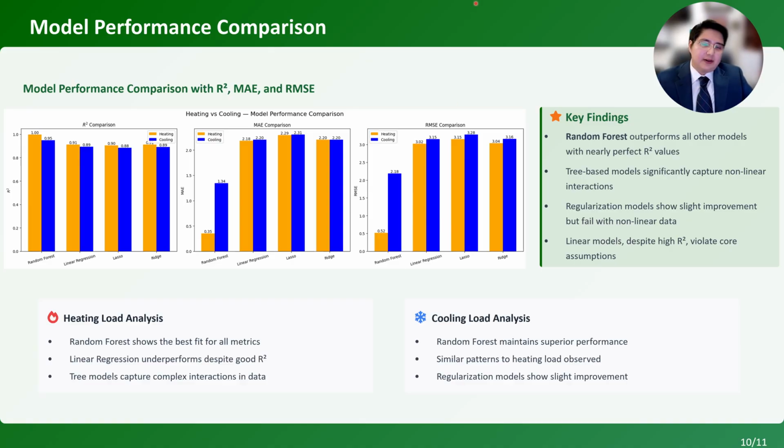Despite using regularization models, which show some slight improvements along with linear regression, let's remember that this regularization shows some improvement but still fails when it comes to non-linear data. So even though these models have strong R-square values, they still violate some core assumptions for linear regression. So random forest is going to be the best model to provide insights for future model designs.